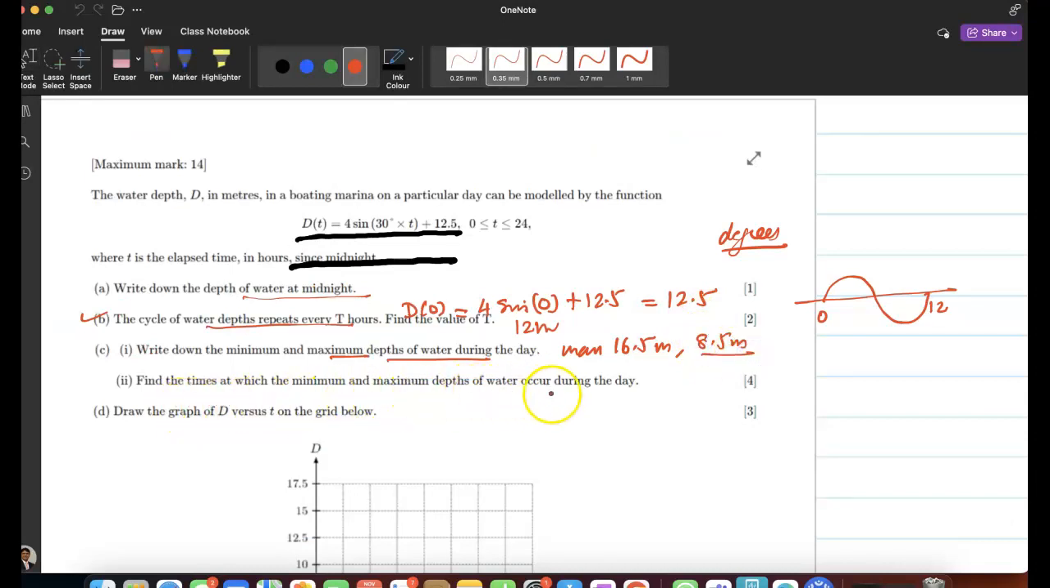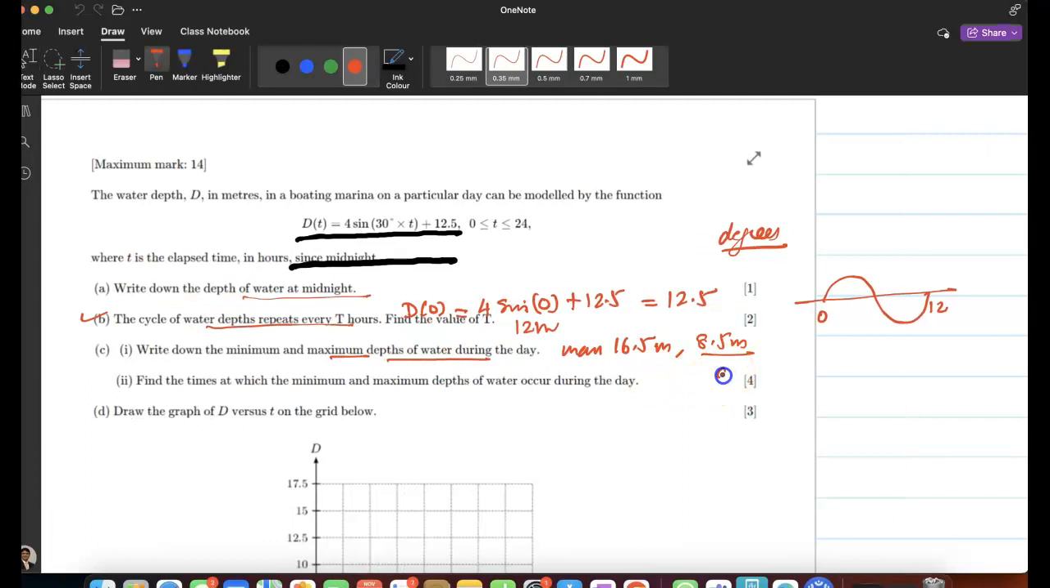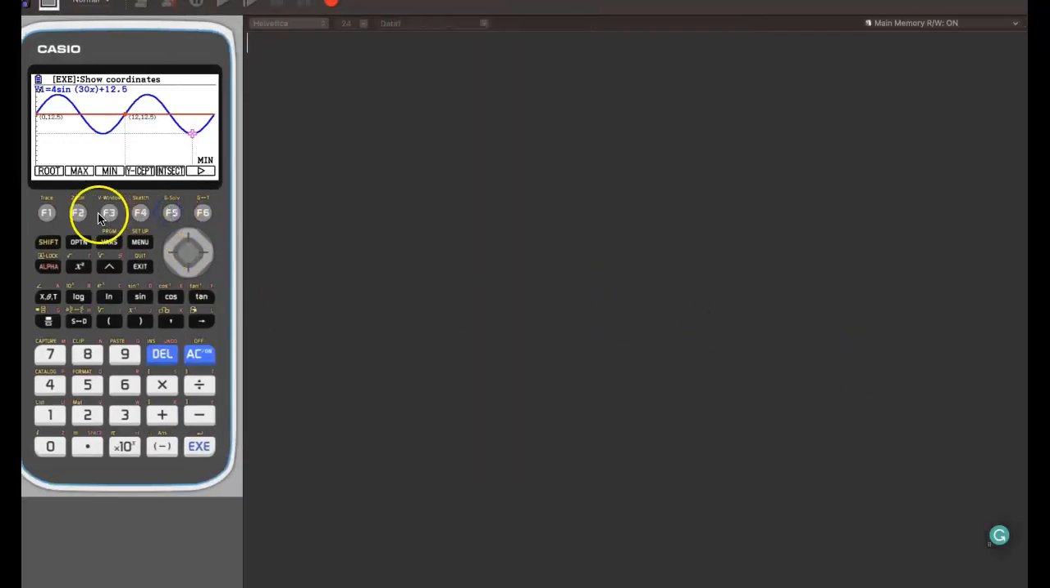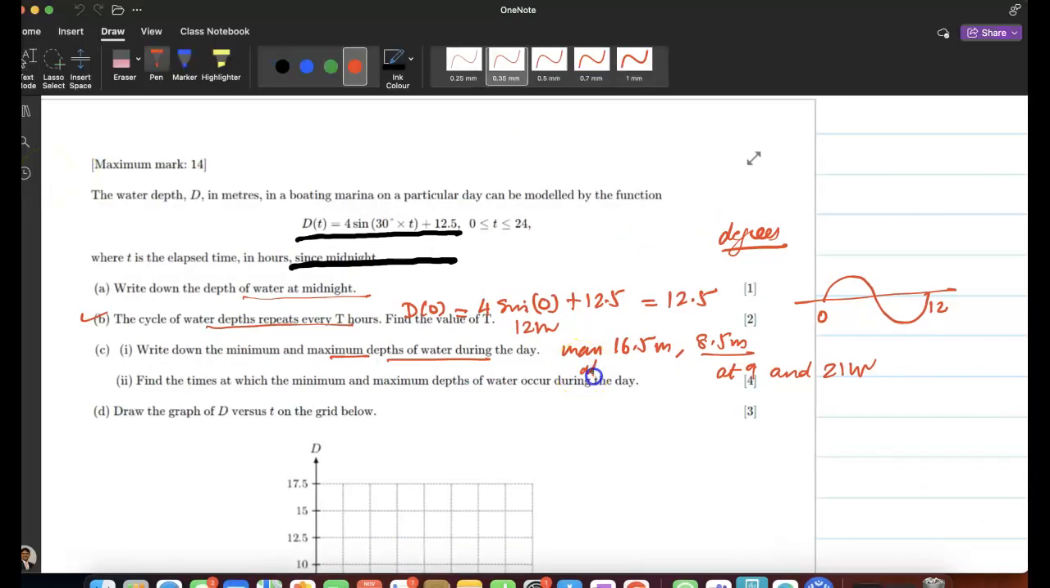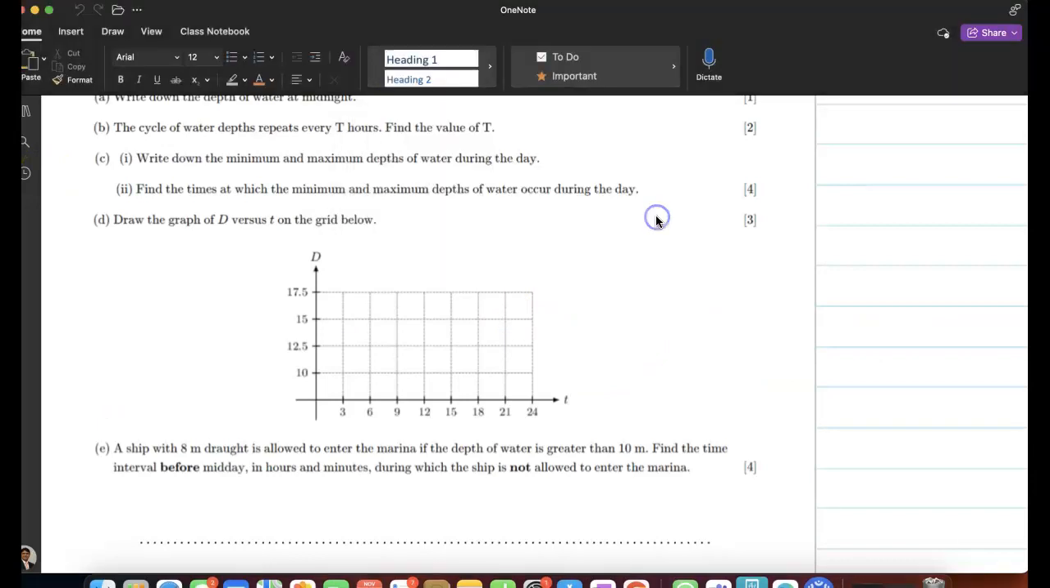Find the time at which the maximum and minimum depth occur during the day. So you find out when it occurs during the day. So this is occurring at 9 and at 21. So minimum at 9 and at 21 hours. And maximum is occurring at, so G-solve max, enter, 3 and 15. So at 3 and 15.